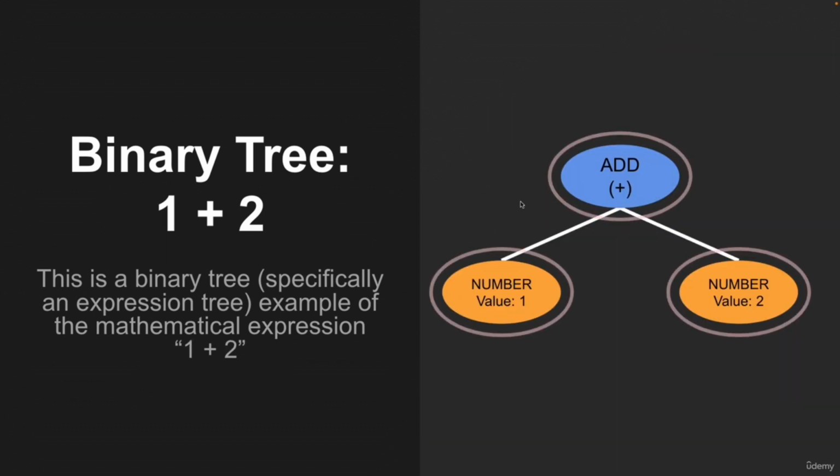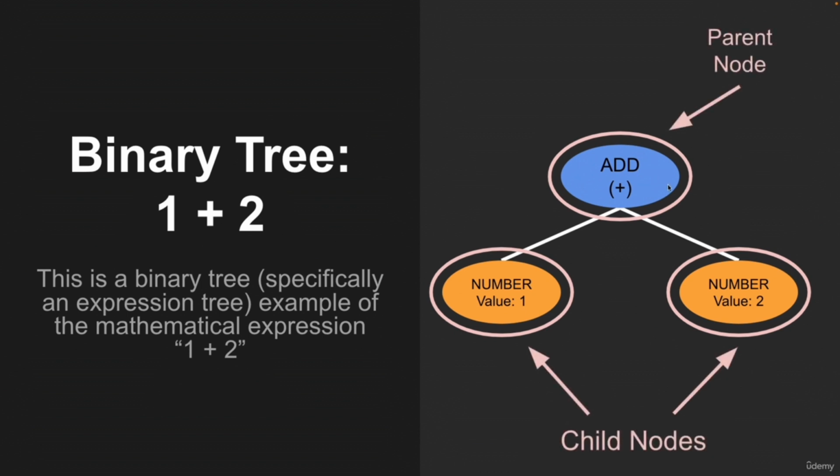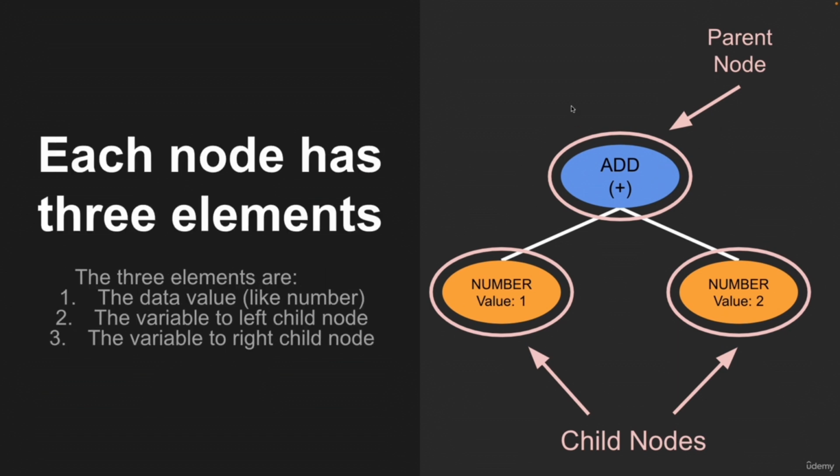And here's another example. Here's the parent node, as you see on the screen, and here the child nodes, the children. Usually the child nodes are the ones on the bottom and the parent nodes are on the top. Each node has 3 elements. There's a data value, for example, the value 1 is the data value of the node. There's a variable for the left child node, and there's a variable for the right child node.